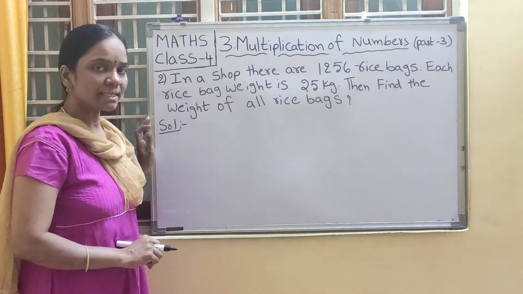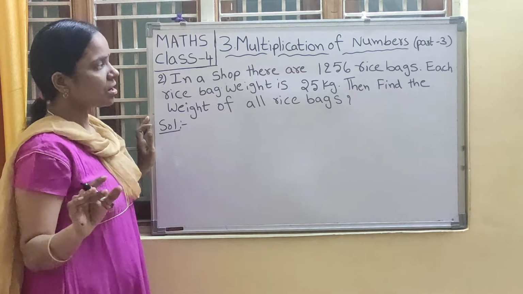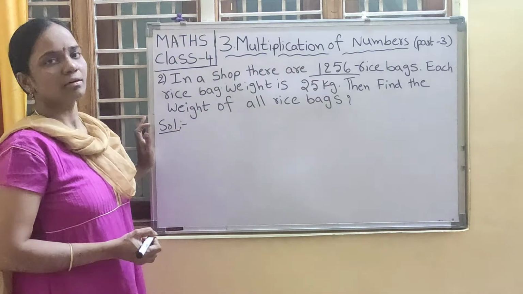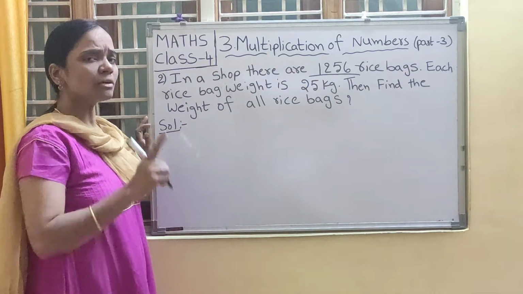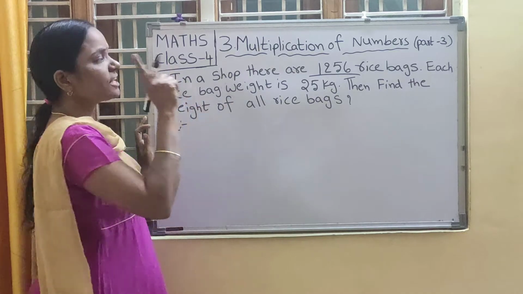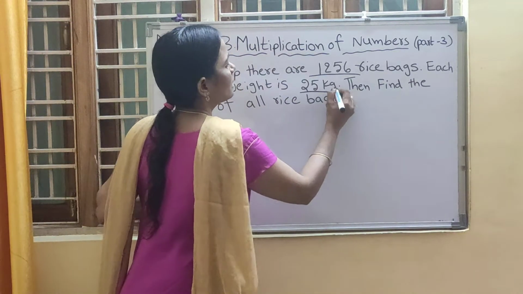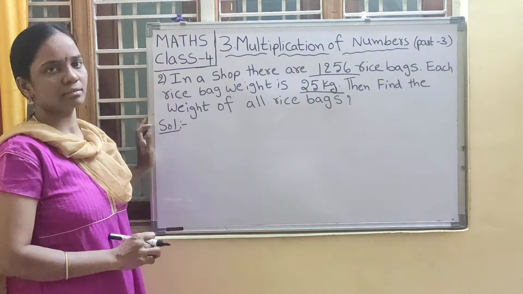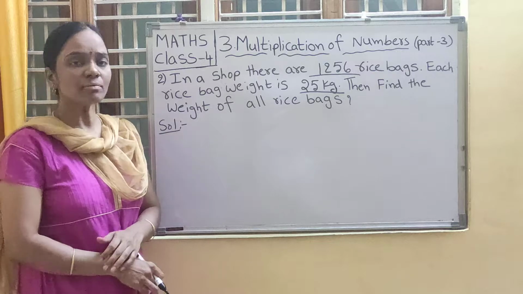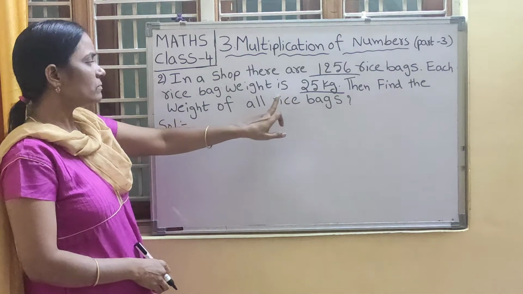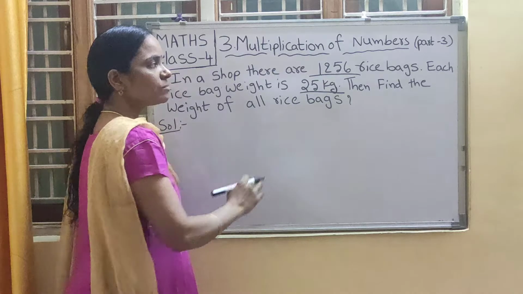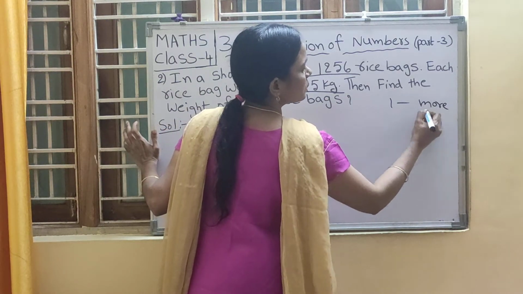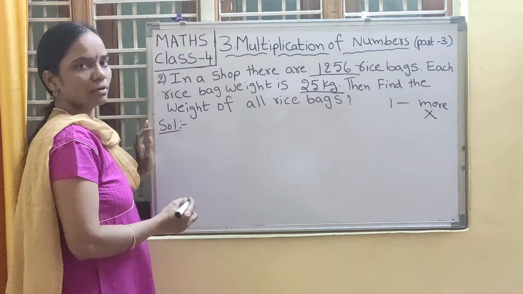So first read the problem carefully and understand it. In a shop, how many rice bags are there? 1256 rice bags are there. And what is the weight of one bag? Each means 1. One bag weight is 25 kgs. So we have to find out the weight of 1256 rice bags. So here what we have to do? We have to take multiplication because they gave one bag weight and asking for more bags weight. Giving 1 and asking for more. So take multiplication. Have you understood, children?